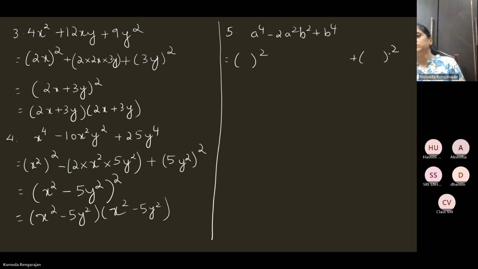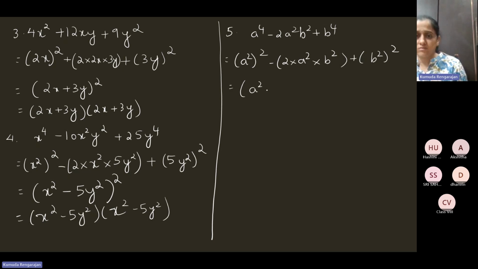Yeah, bracket. A square, B square, 2 into A square into B square. Correct. So this is A square minus B square whole square. A square minus B square the whole square. Now what is A square minus B square? A plus B into A minus B.